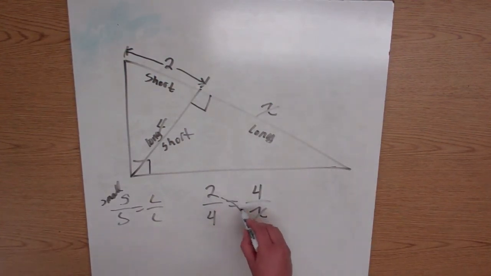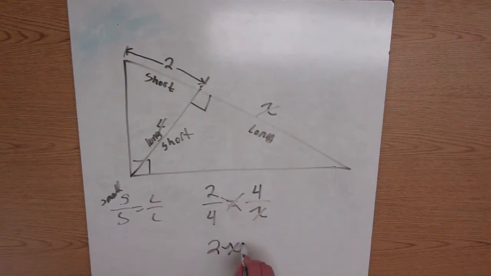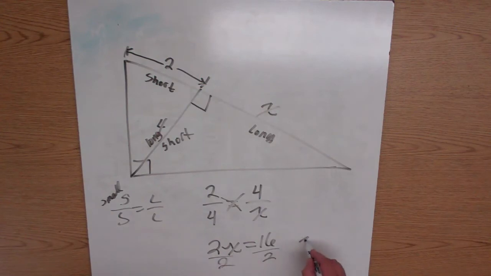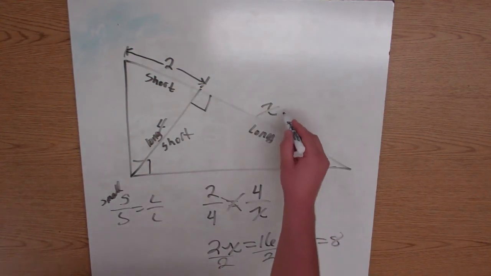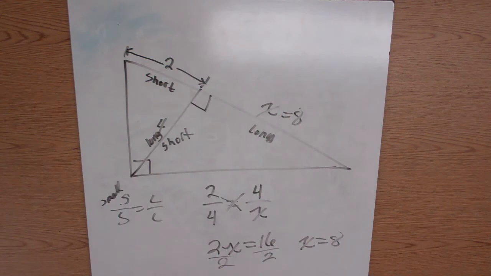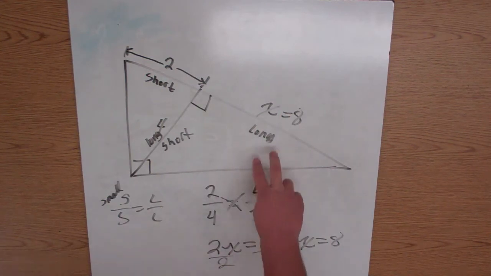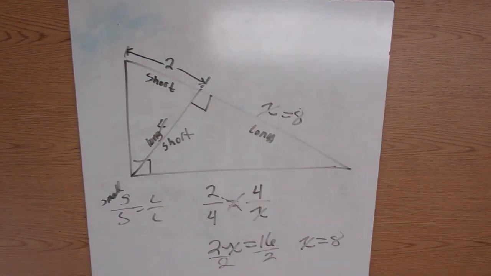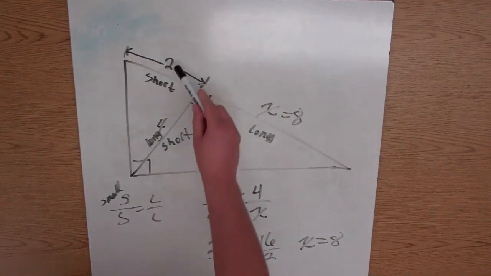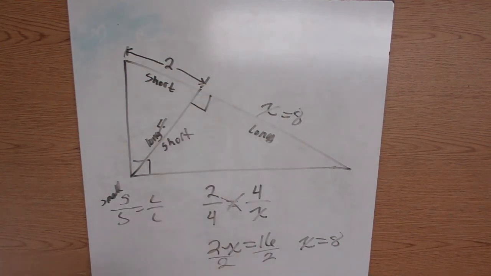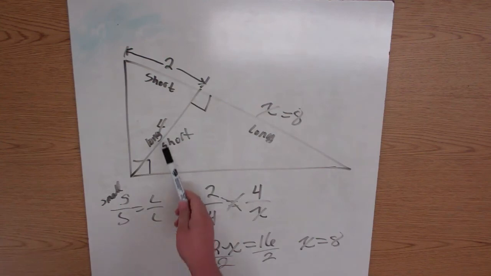So now we can cross multiply. 2x equals 4 times 4, which is 16. Divide both sides by 2, x equals 8. So there we go. We just found the long side of this triangle. Okay? And as you can see, 2 to 4, that reduces down to 1/2. 4 to 8 also reduces down to 1/2. Our scale factor is the same.